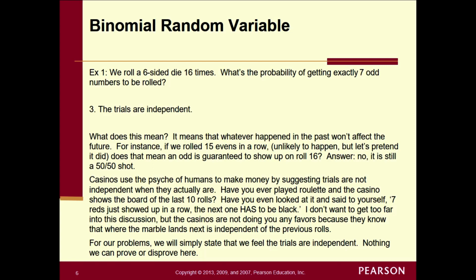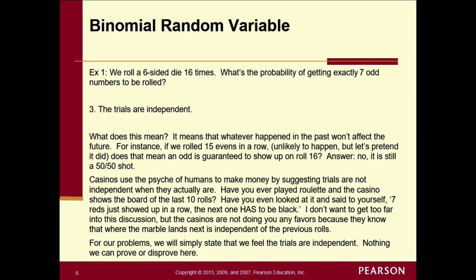To give you a real life situation of this, casinos. If you've ever gone into a casino and watched the roulette wheel, they have those totes up that tell you exactly what came up in the last 10, 15, 20 rolls. And let's say you look at it and go, oh, look, 7 reds just showed up in a row. The next one has to be black. Has to be. And so the casino's playing in your psyche. It doesn't have to be black. It's still the same probability as it was before.